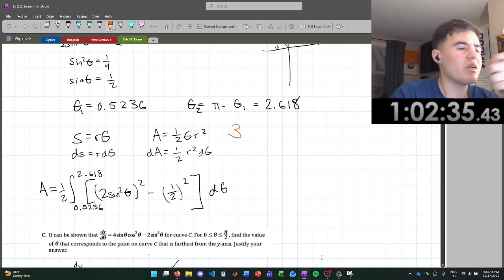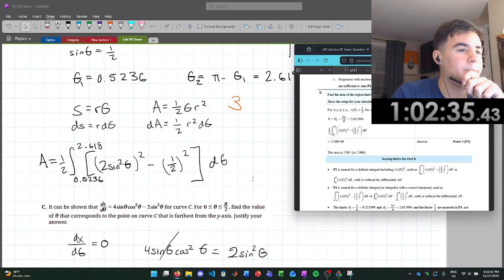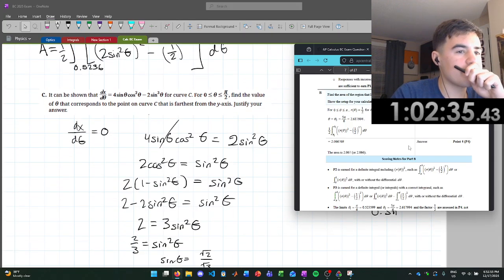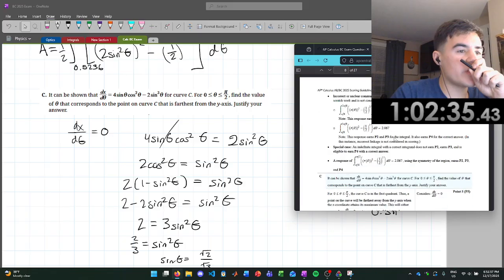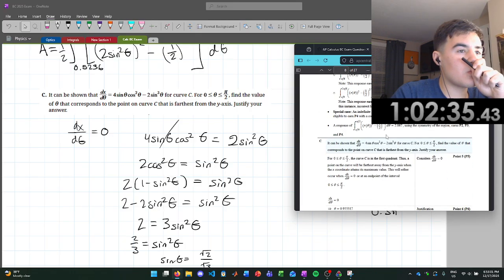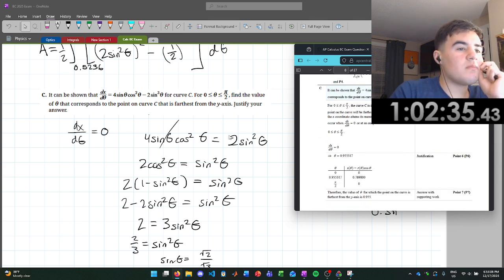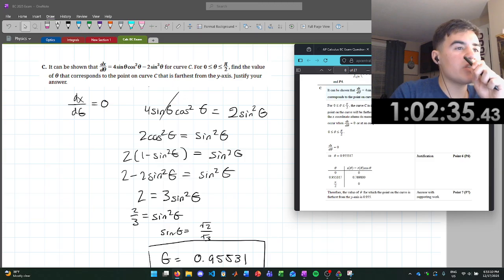I even plugged in the calculator. It's like whatever. But I did plug everything in properly. Next question. Interesting. Okay. Next question. It can be shown this considers the x equals 0.